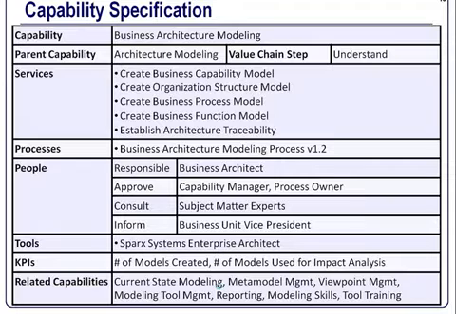Who are the people that are involved? What we've chosen to do here is represent that as a set of roles related to a RACI matrix of who's responsible, who approves, consults, and informs. So in this case, the role responsible for business architecture modeling, no surprise, is business architect. People that approve it might be a capability manager or a process owner. We consult with subject matter experts, and we want to keep the business unit vice president in the loop.